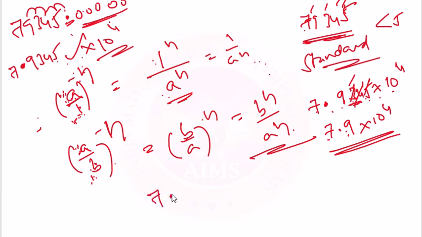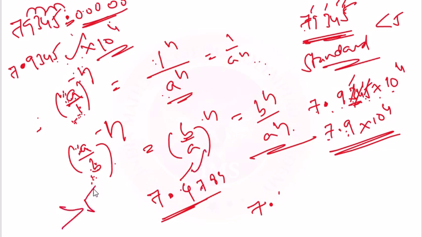Otherwise, if we have 7.4789, we can reduce it to one decimal place, like 7 point. Here we have 4. Second decimal is 7, which is greater than 5. We can strike it off. We can add 1 to it. 7.5. Like that we can reduce it to one decimal place.